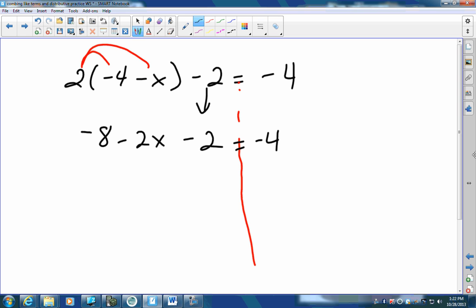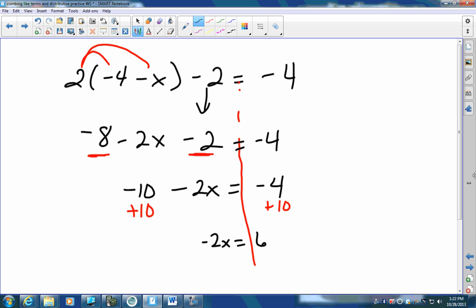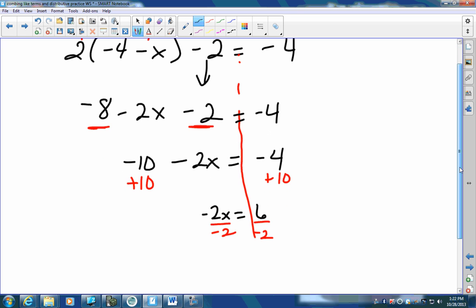On the left-hand side, put together the things that are alike. So I've got negative 8 and negative 2. That gives me negative 10 minus 2x equals negative 4. Now I should see you put plus 10, negative 2x equals 6. Divide by negative 2. x equals negative 3.